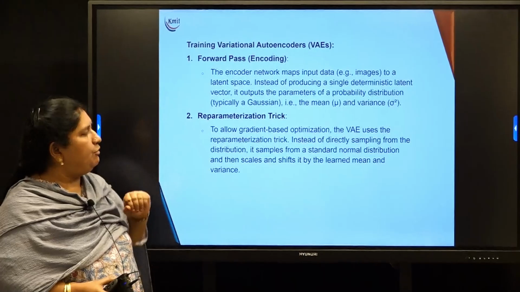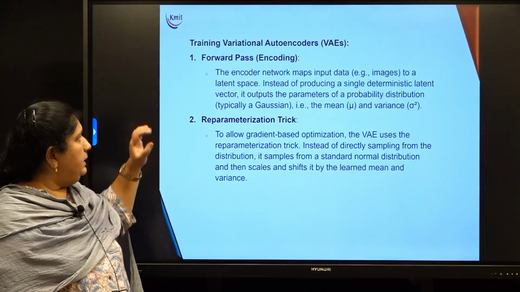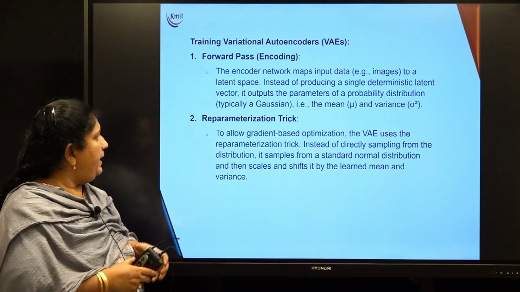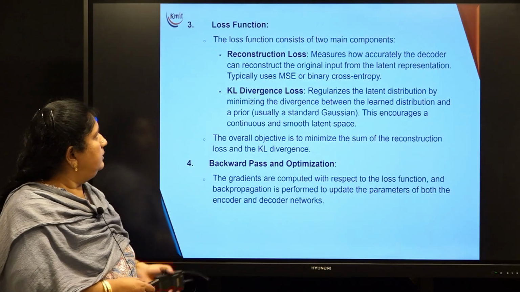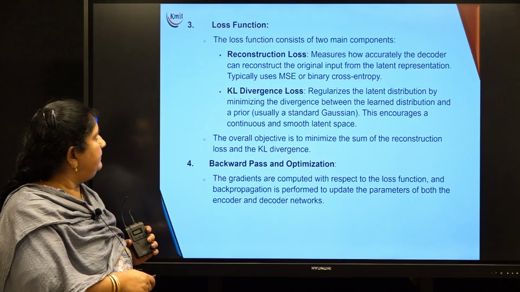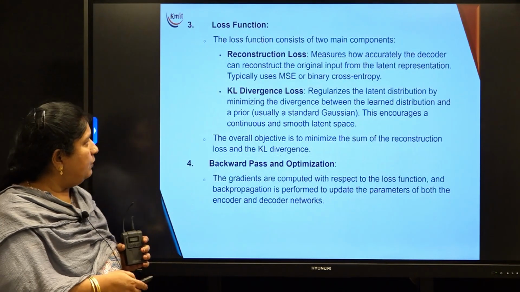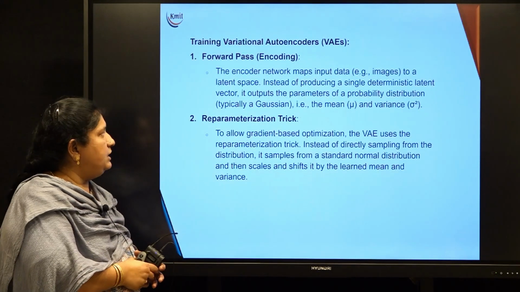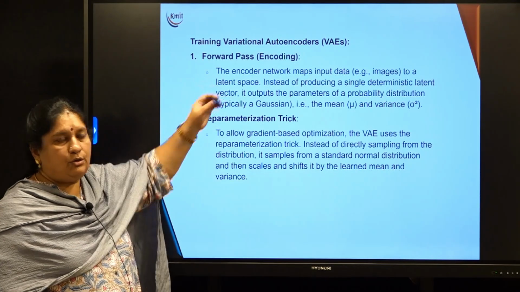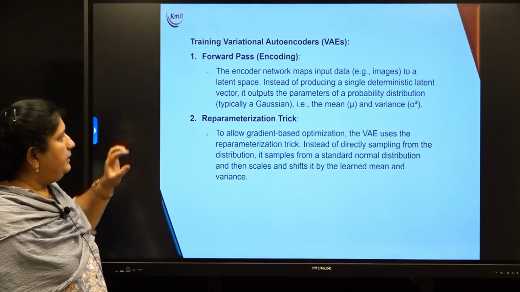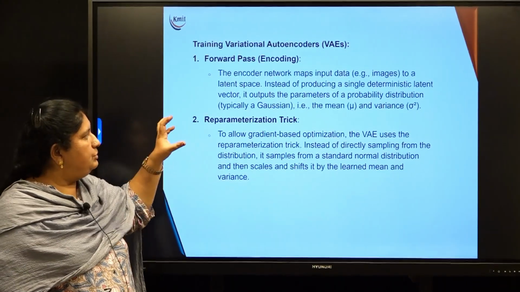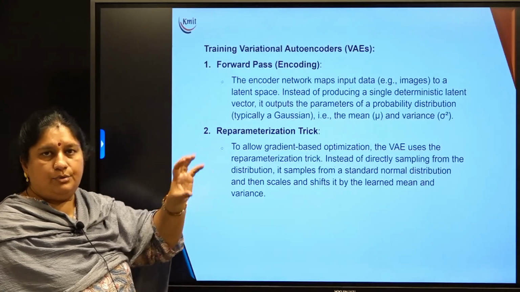Coming to training of variational autoencoders, it involves the forward process, then the reparameterization trick, then the loss function, backward pass and optimization. So these are the steps involved in training variational autoencoders. In the forward pass, which we also call the encoding process, the encoder network tries to map the input data to a latent space.